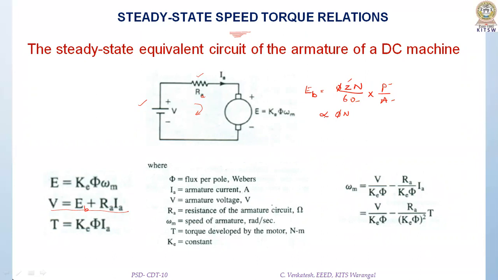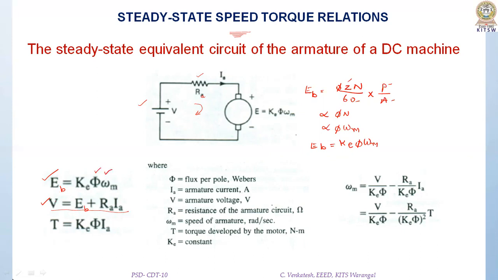So EB is proportional to flux and motor speed in radians per second, omega m. Therefore EB will be equal to KE phi into omega m. So we get this equation. This is the back EMF. Applied voltage V is EB plus IA RA, and back EMF is KE times phi into omega m. EB is proportional to flux and speed of the motor.